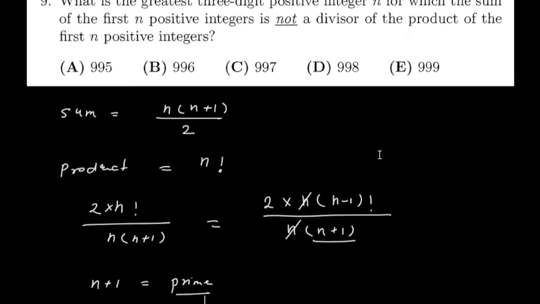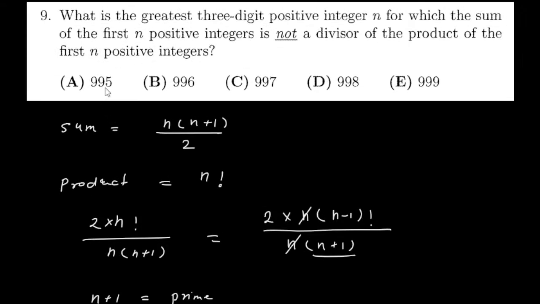Now in this option I want n plus 1 prime. So 995 plus 1 is not a prime. 996 plus 1 is 997, and 997 is a prime number. So that means your n should be 996. When in the denominator I have 997, but in the numerator all numbers are 996 or less, even 995 and numbers less than 995, they are never going to be divided by 997, and so option B is the right one.